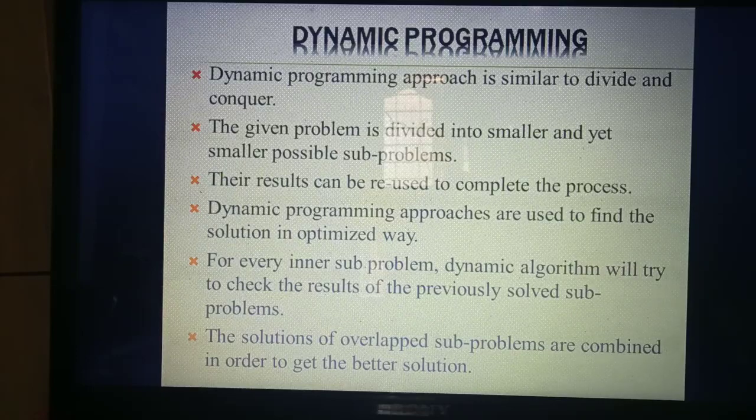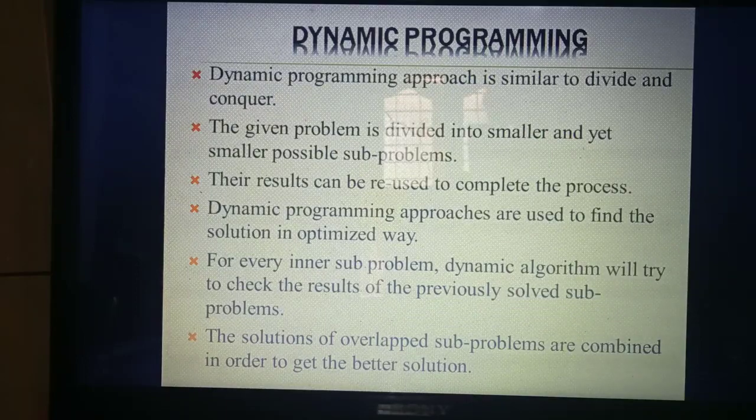What's the meaning of that one? So I need to get the average of 47 students' marks. If I need to get this average, I will combine all the 47 students' marks individually. Then only I will get the better solution. Understand? That is the meaning of overlapped sub-problems.